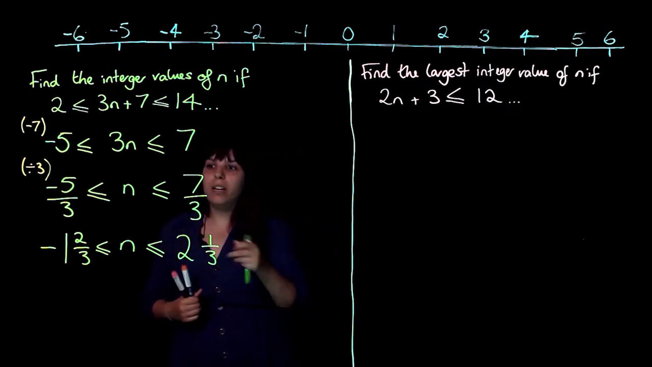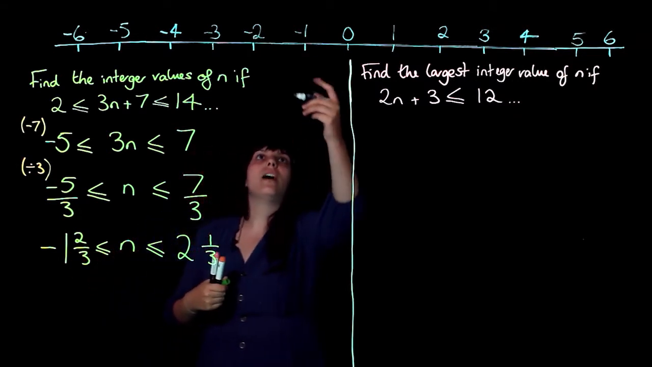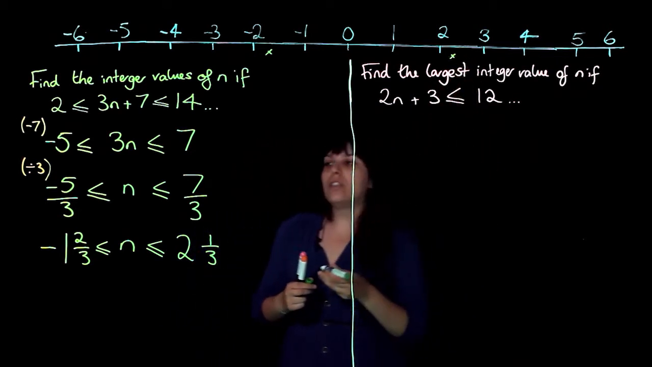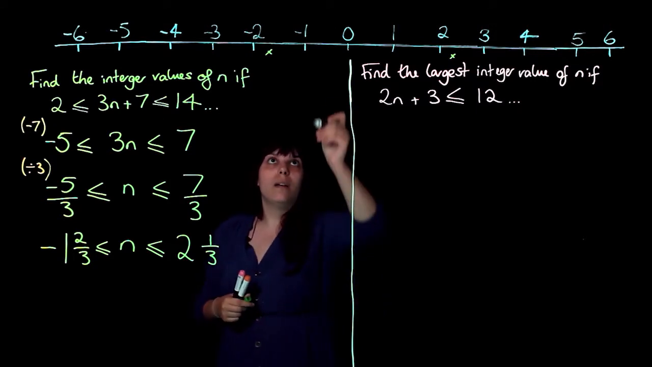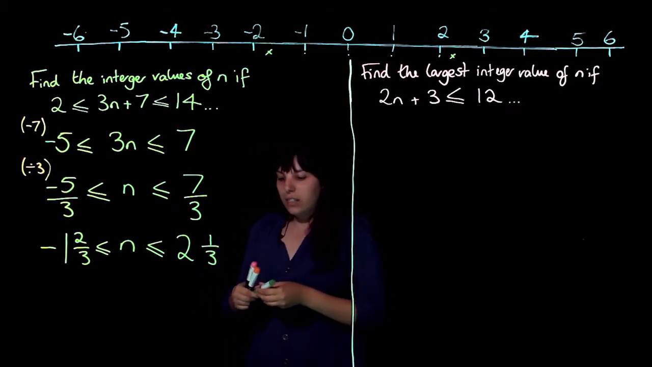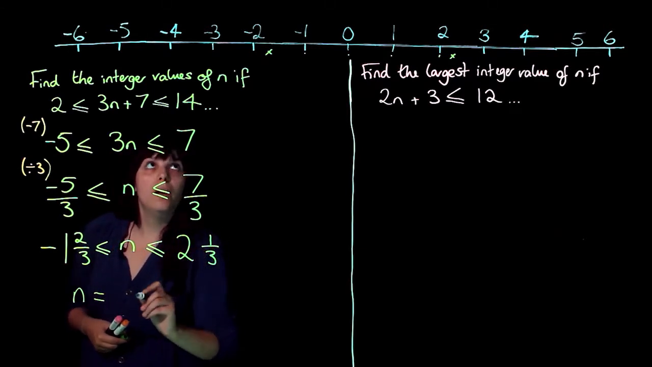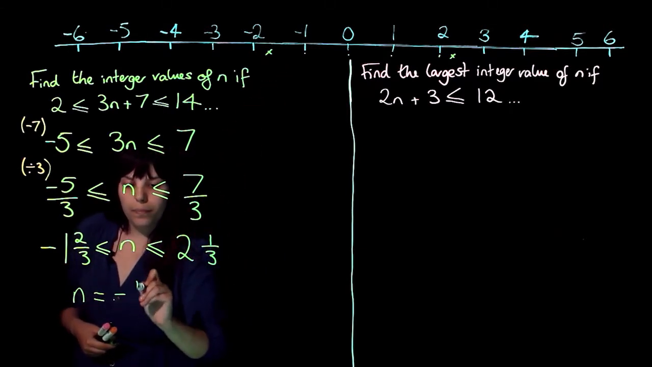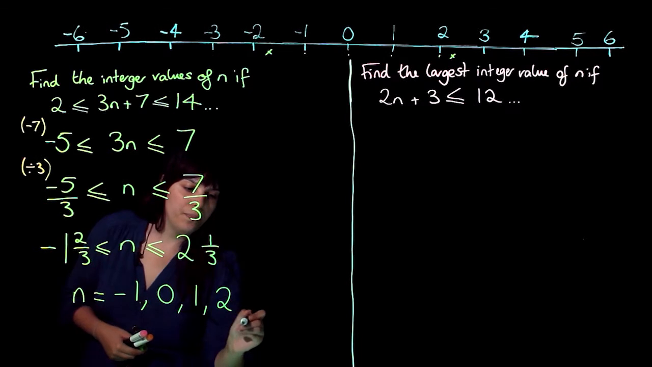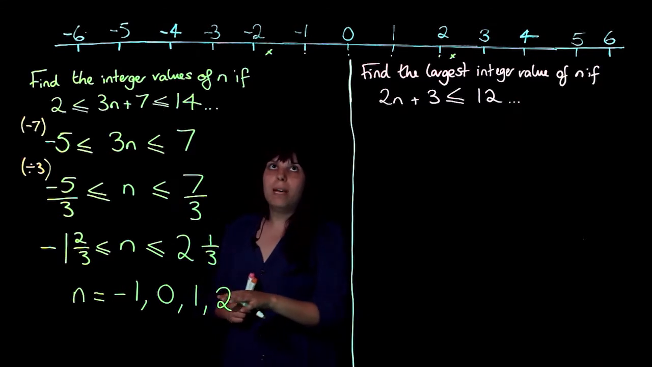So I'm going to go to my number line and put a little cross at each of these things. So minus 1 2/3 is going to be about there, and 2 1/3 is going to be about there. So which whole numbers can it be? Well, it can be minus 1, 0, 1 and 2. So at the end, we're going to put n can equal minus 1, 0, 1 and 2, because those are all the different integers that n can be.